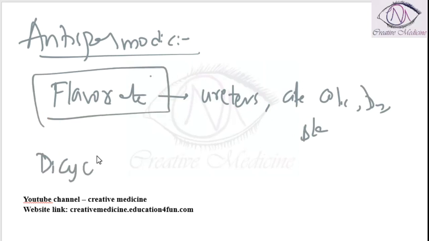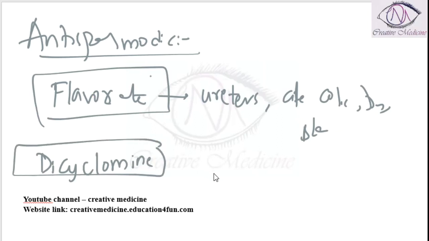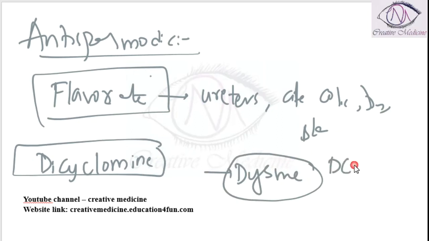Then we can use dicyclomine as an antiemetic and antispasmodic agent, and it is used in dysmenorrhea also. But the drug of choice for dysmenorrhea is mefenamic acid, but dicyclomine can also be used for dysmenorrhea.